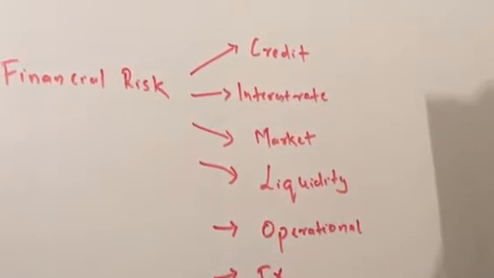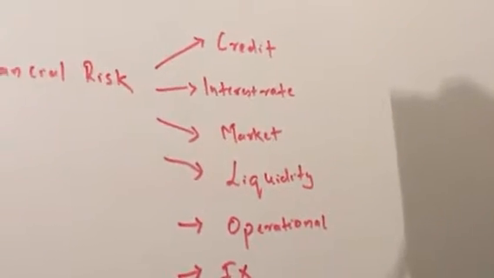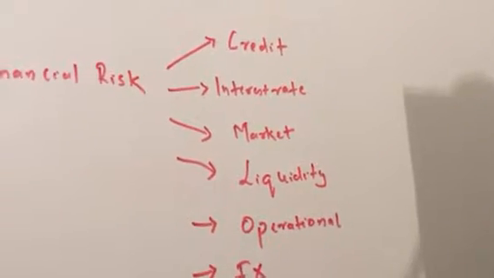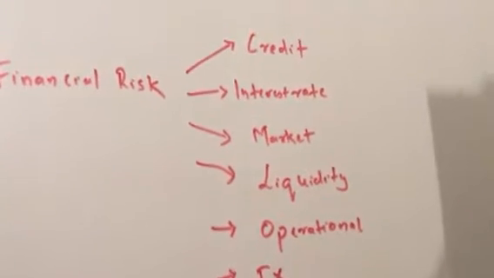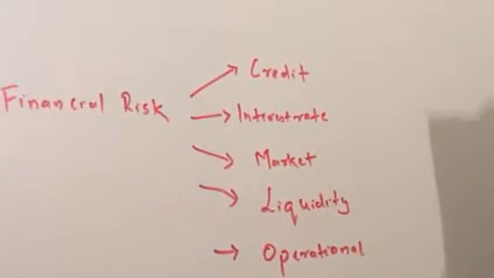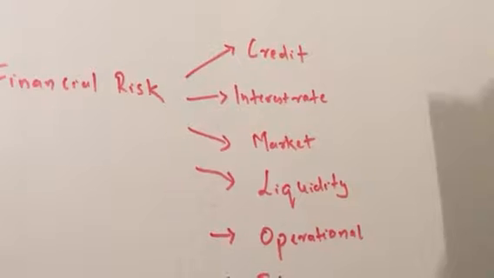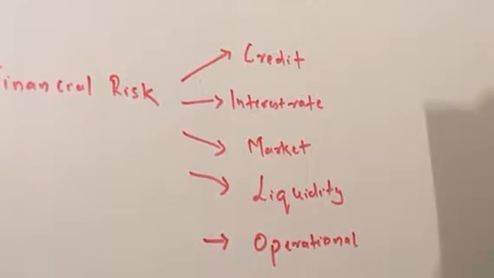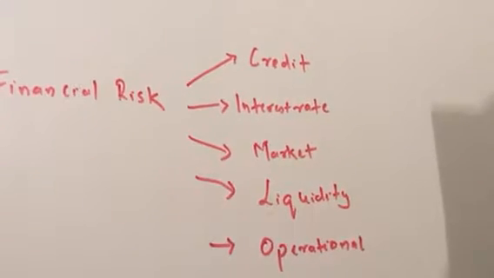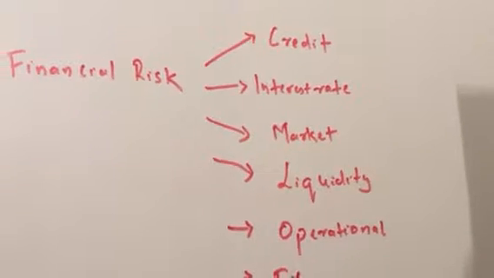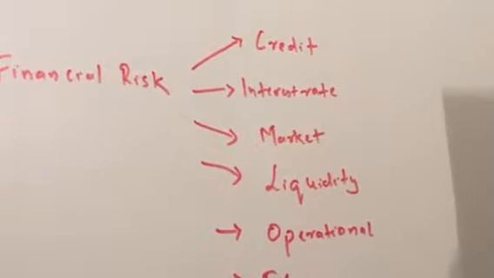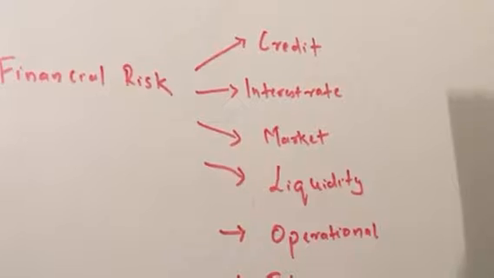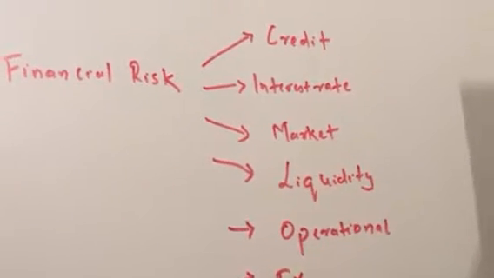The first one is the credit risk, and perhaps the most common form of risk that banks and financial institutions face. And what we mean by credit risk is the risk of default, because banks lend money to clients, and if clients default, then the bank will lose money, and that's something called credit risk.